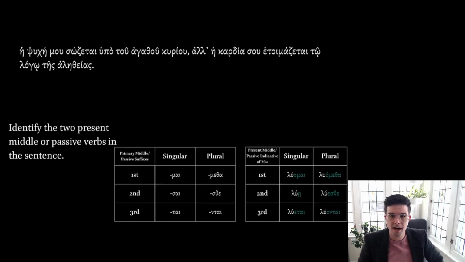And so now here I'm going to give you these endings, give you our paradigm, and see if this helps you determine which ones are middle or passive. And so I'm sure you nailed it. We have sodzatai and hetoimadzatai. So both are going to be third person singulars.